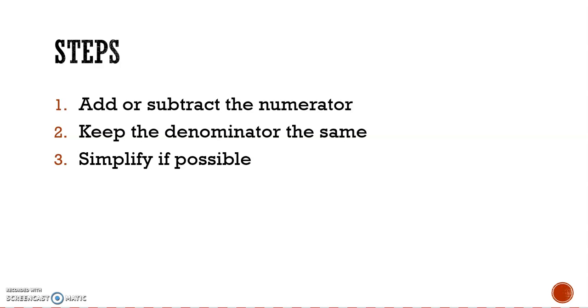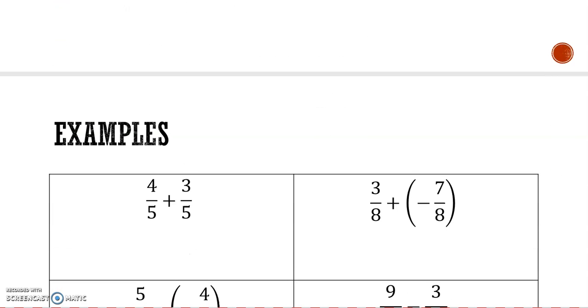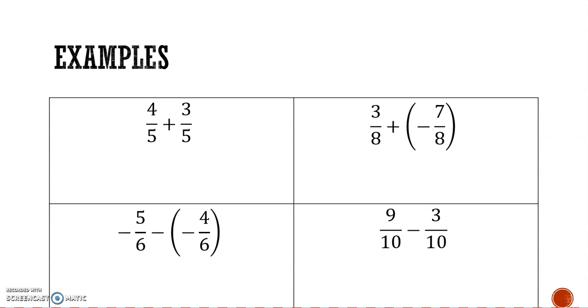So when you have the same denominators, you are just going to add or subtract the numerators, keep the denominator the same, and simplify if possible. All right, so for this first problem, we have 4/5 plus 3/5. Because they're both 5s in the denominators, we could just add the 4 and the 3 together to get 7/5. And now since the numerator is bigger, 5 goes into 7 one time, and there's 2 left over.